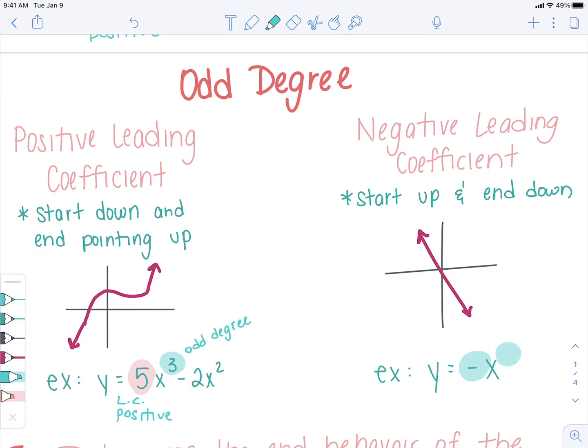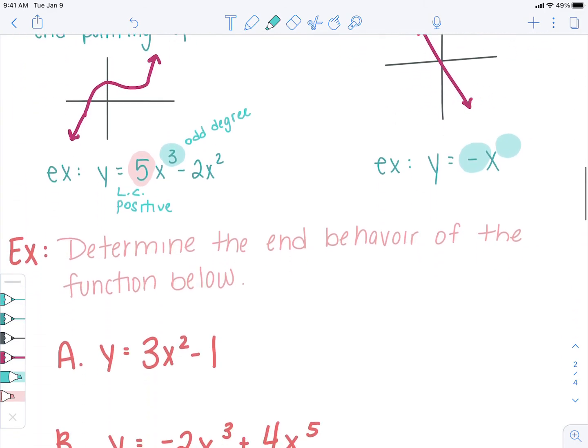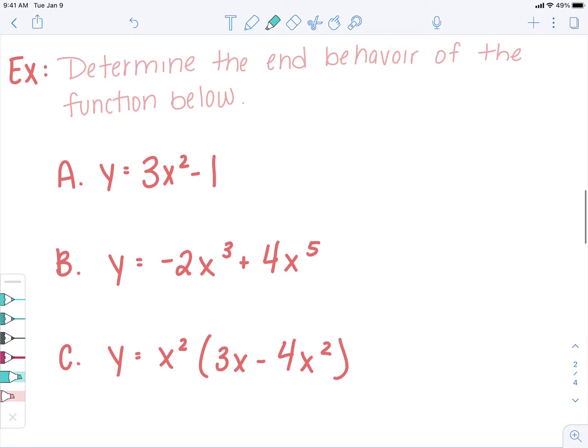So, your questions today are going to look like this. Determine the end behavior of the function below. So your options are even or odd, and positive or negative. Determine the end behavior of the function below. A says y equals 3x squared minus 1. So you want to pick out the degree and the leading coefficient. Degree tells you even, odd. Leading coefficient tells you positive, negative.